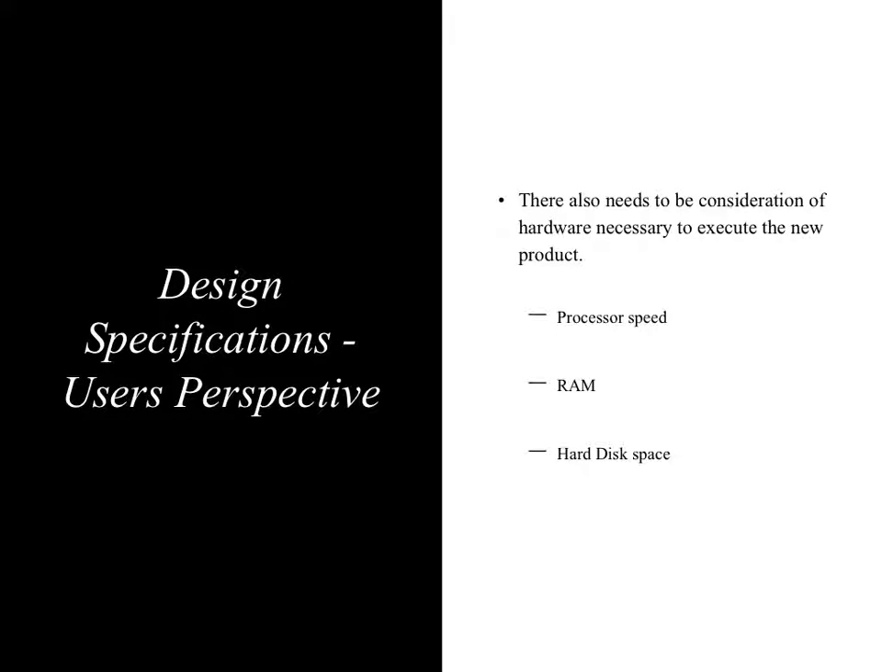Finally, the last thing that needs to be considered from a user's perspective is the hardware necessary to execute your new software solution. What processor size do they have? What RAM size do they have? What hard disk space do they have? Are the specifications you set out going to be in line with the performance issues that you have already addressed in the design problem? And that's it, guys. When you're developing design specs, those are the things that need to be considered from both a developer's perspective and a user's perspective.